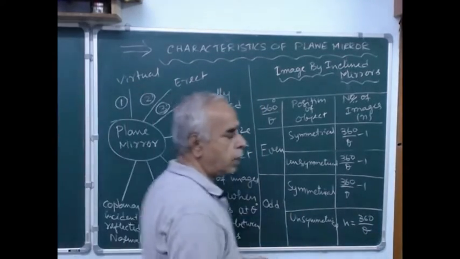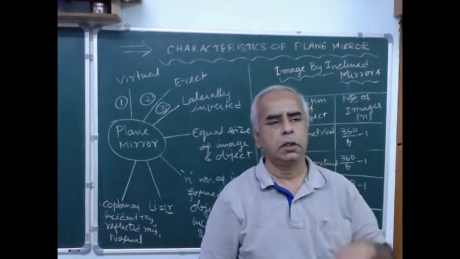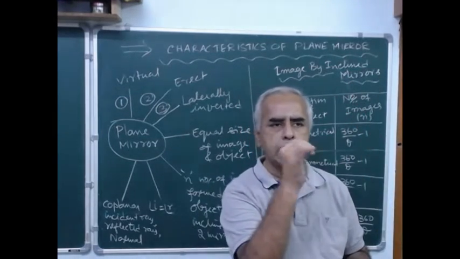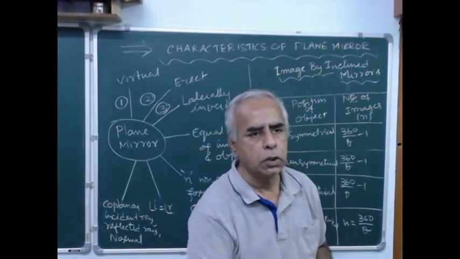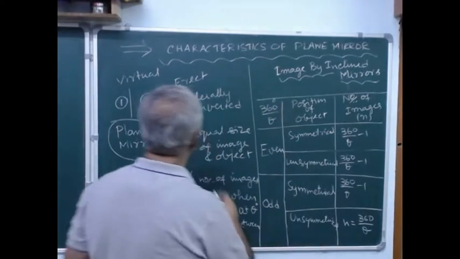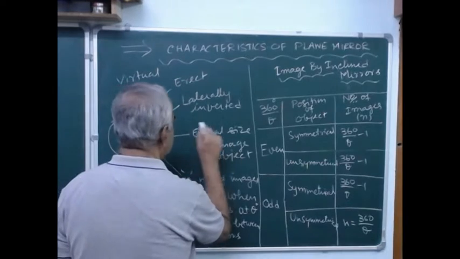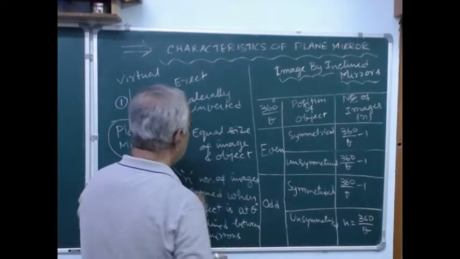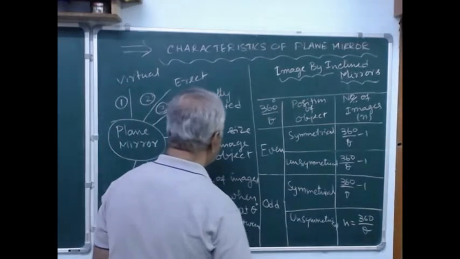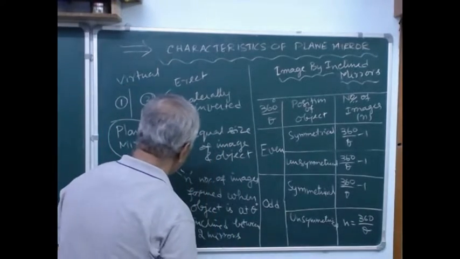But when I raise my right hand, you may feel that your image is lifting your left hand. So that is a lateral inversion. Okay. So there is a phase difference of 180 degree or pi. So that is called lateral inversion. And then the size of the object and the image are equal. So object size is equal to image size, or image size is equal to object size.